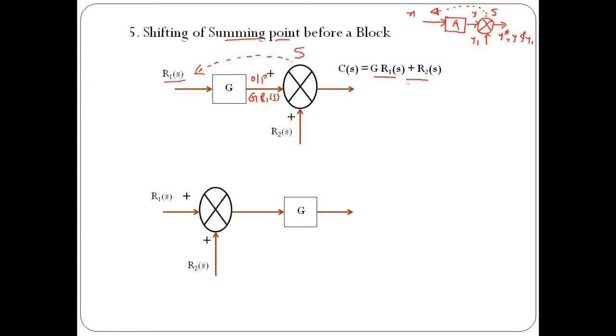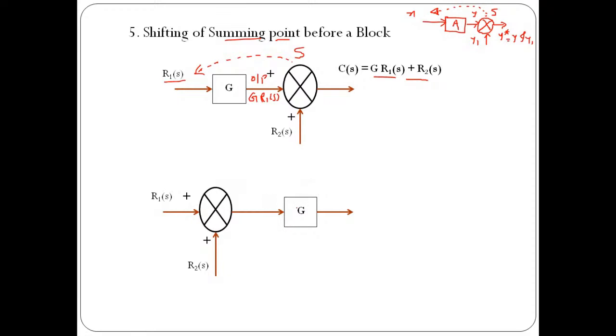Now let us try to shift the position of summing point before a block. Now see, in this case we have shifted the position of summing point before a block. Now here we have first summing point and then after that we are having a block. Now let us try to calculate what will be the output in this case.